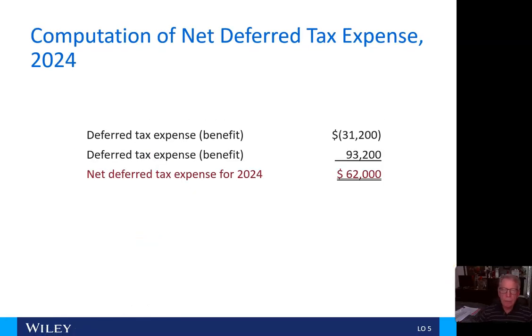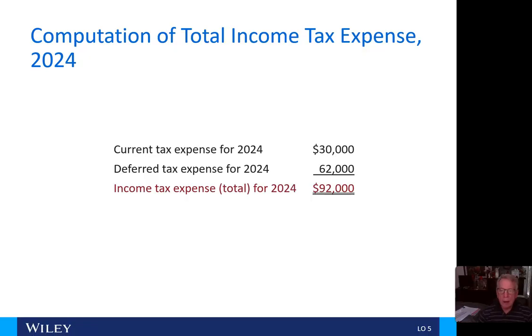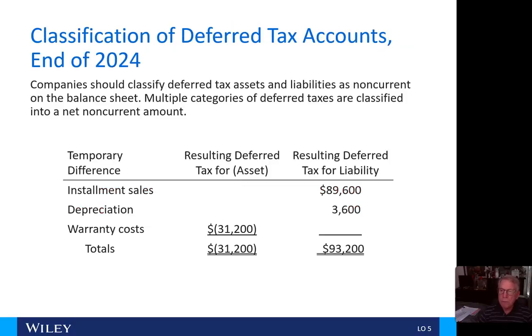Okay. And so I can now compute my net deferred tax expense of $62,000 by taking the difference between these two items here. And I can compute the total income tax by taking the sum of the current tax expense here of $30,000 plus the deferred tax expense here for $62,000, giving me a total of $92,000 for income tax expense in total for 2024.